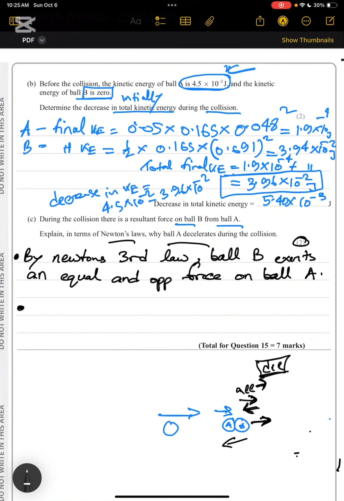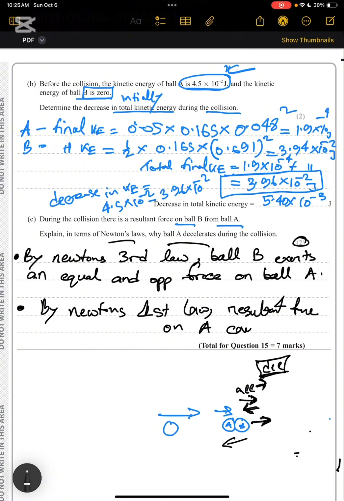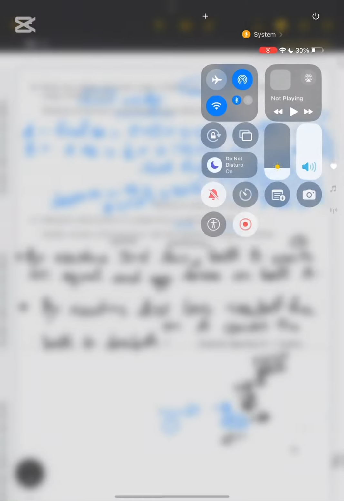And the point number 2 will be, by Newton's first law, resultant force on A causes the ball to decelerate. So we are done with question number 15 as well.